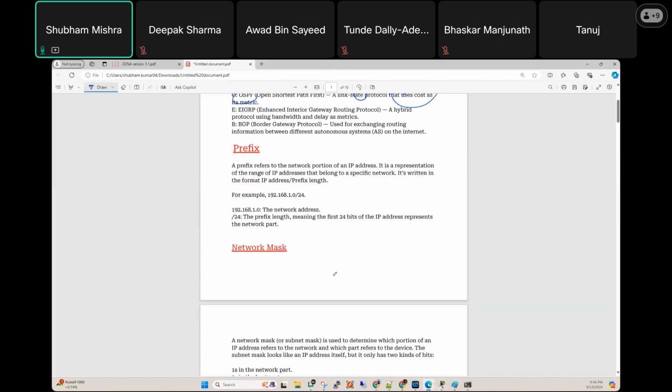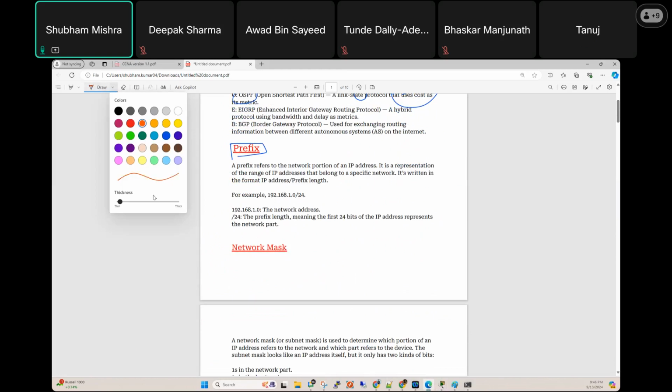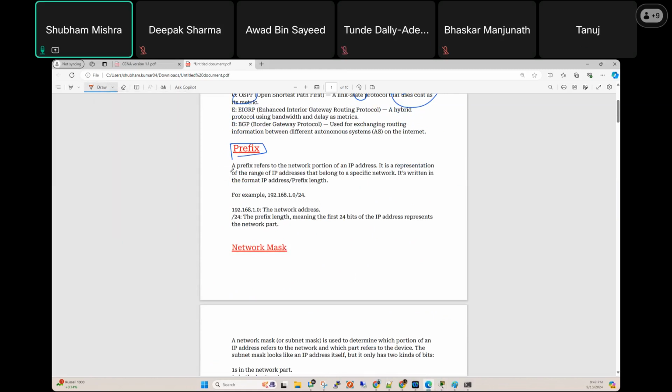Understand? Now the next thing is prefix. Prefix means what? The network portion of the IP address. A prefix refers to the network portion of an IP address. It is the representation of a range of IP addresses that belong to a specific network. For example, 192.168.1.0. What is this called? Network ID.